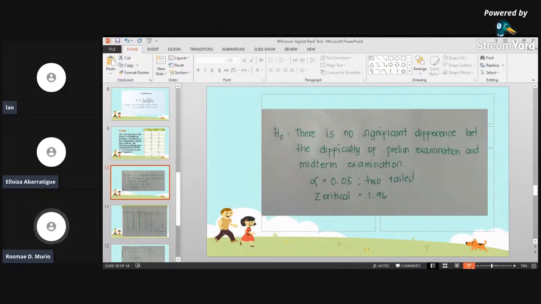Thank you, Miss Lau. Thank you po. Now, let's proceed po to the null hypothesis. So, our null hypothesis, there is no significant difference between the difficulties of prelim examination and midterm examination. So, our Z total is 0.5 and Z critical is 1.96. So, next slide po, ma'am.